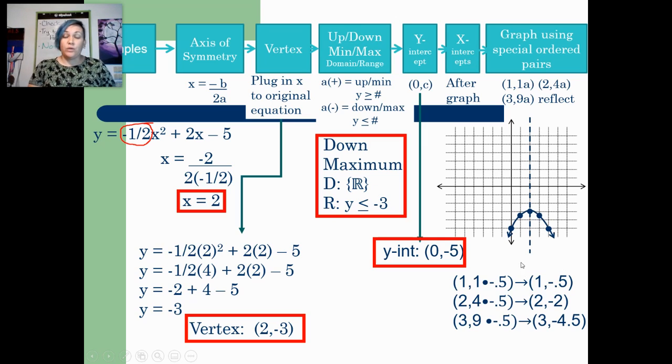Another good thing to check when you're graphing your parabola is make sure that it's opening in the direction that you said it was going to. I said this would be opening down, and it is an upside down view. So we did good there too.